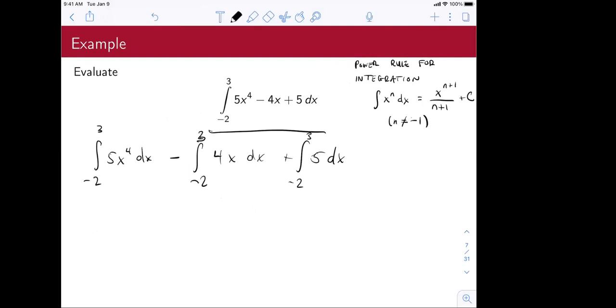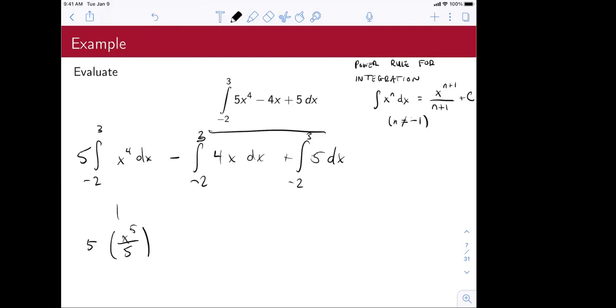So the first integral, what's the integral of 5x to the 4? Well, really, I can pull the 5 out in front, right? So what's just the integral of x to the 4? x to the 5th over 5. Perfect. So here I'm going to get 5 from there, and then x to the 5th over 5 from the power rule for integration.